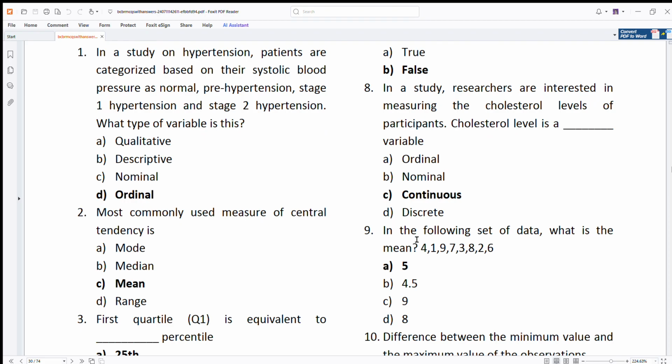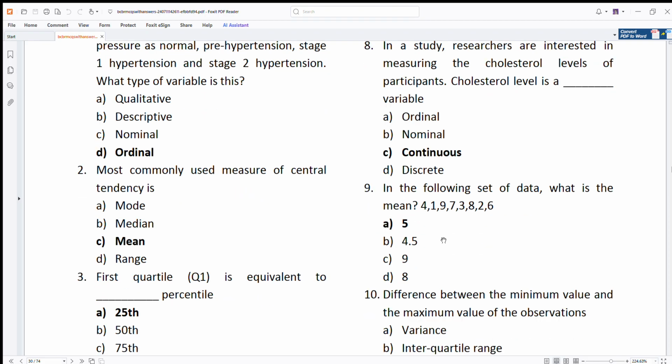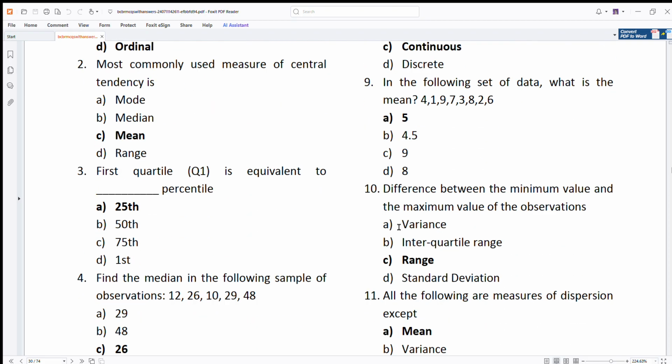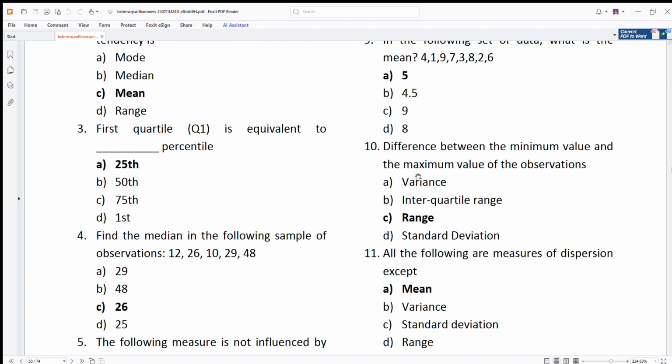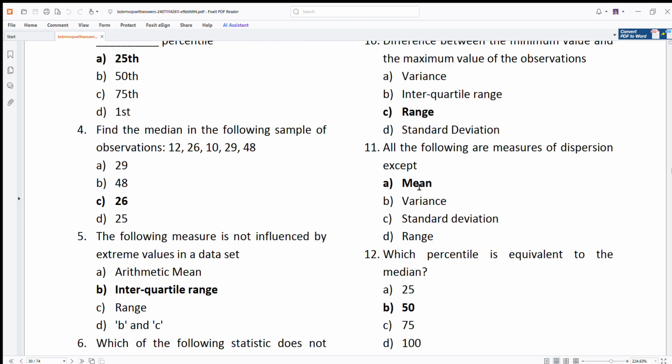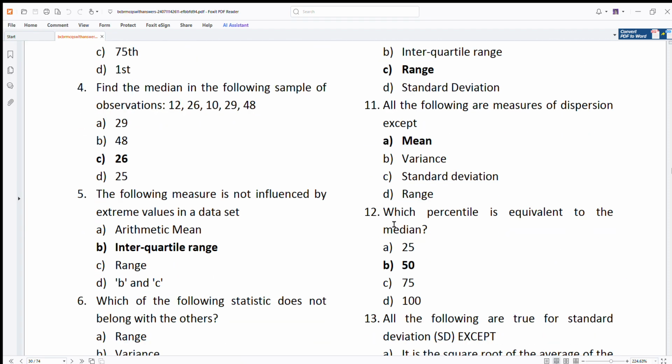What is a mean? Add all of them, then divide. Difference between the minimum and maximum value is range. Yeah. Minimum and maximum value. The measure of dispersion except mean. I told you variance, standard deviation, range are measures of dispersion. Mean is a measure of central tendency.